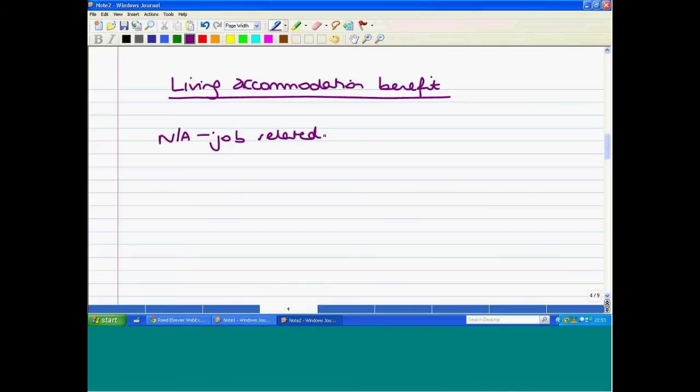It's necessary for them to perform their duties, or it's customary, so maybe a vicar or a policeman in a police house. So if we did have a question where we had one of those individuals, then there is no living accommodation benefit. Now that would, of course, make the question a bit too easy. So let's assume that that's not the case, and therefore we have something to calculate. Now in terms of the living accommodation benefit, there are effectively two sides of this. We have what we call the basic charge, and we have the additional charge.